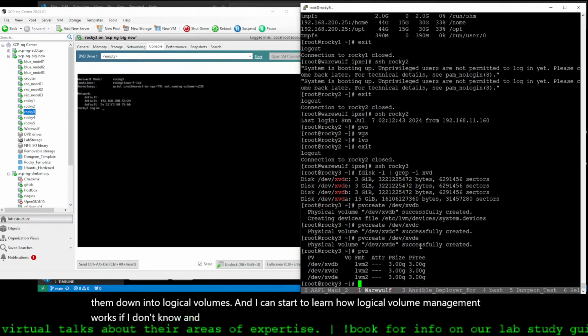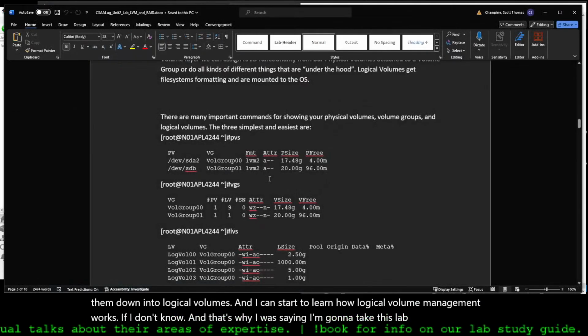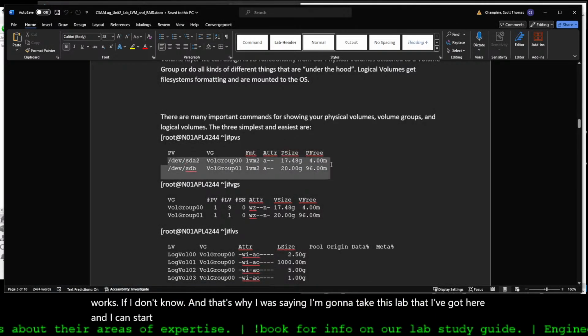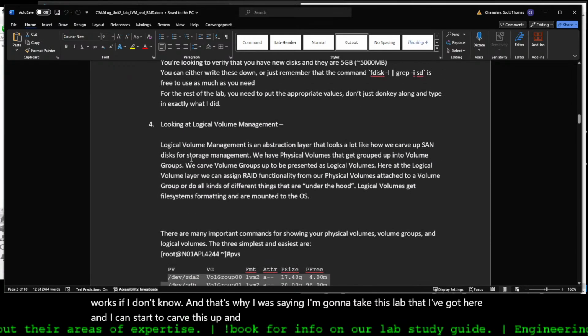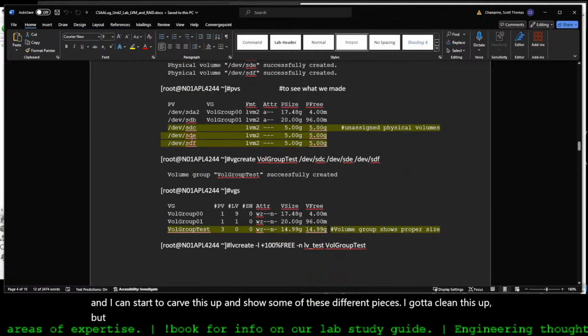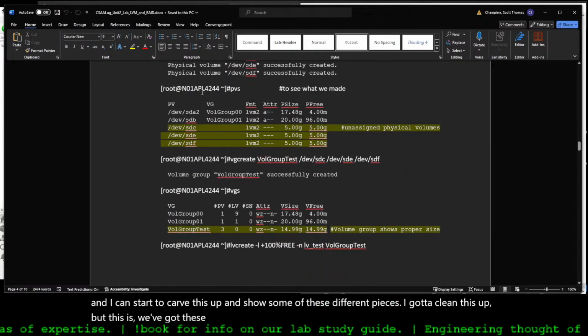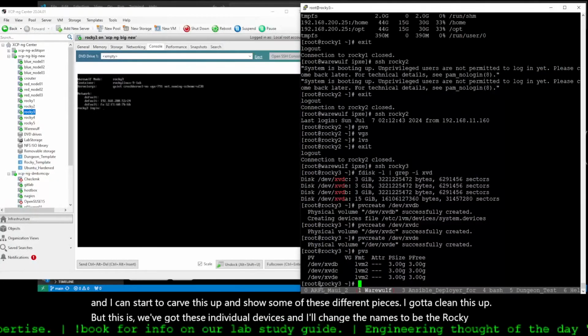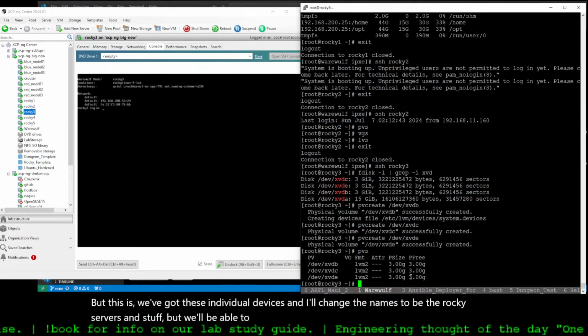And that's why I was saying I'm going to take this lab that I've got here, and I can start to carve this up and show some of these different pieces. I got to clean this up, but we've got these individual devices, and I'll change the names to be the Rocky servers and stuff, but we'll be able to get that kind of set up and going.